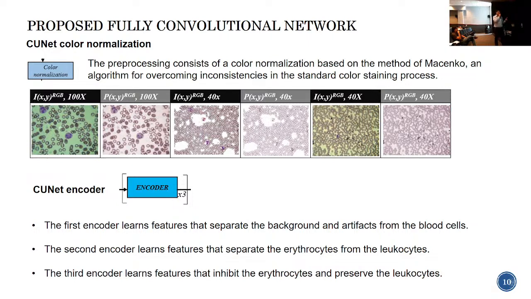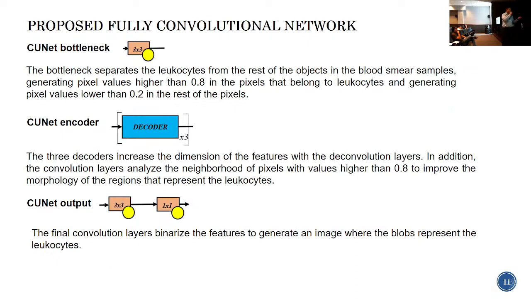The first one learns the features that separate background artifacts from the raw cells. The second one learns features that separate erythrocytes from the leukocytes. And the third one learns features that inhibit erythrocytes and receptor leukocytes. Then, as I said before, we have the bottleneck, and that separates the leukocytes from the rest of the objects. Then the decoder gets the output at the same size as the inputs. And last, we have an output that tries to binarize the image.